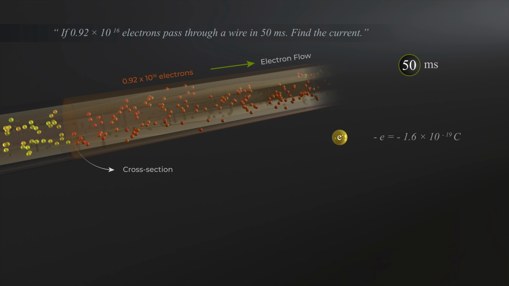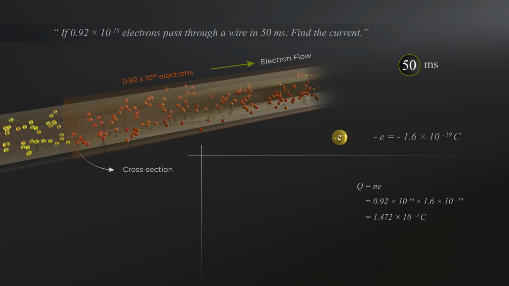So to find the total amount of charge that passed through the wire, we just multiply the number of electrons by the charge of a single electron. That gives us 1.472 × 10^-3 coulomb. Now notice that we are ignoring the negative sign of the charge. That's because the negative sign just tells us that the current flows in the opposite direction to the flow of electrons, which we have already covered in a previous video.